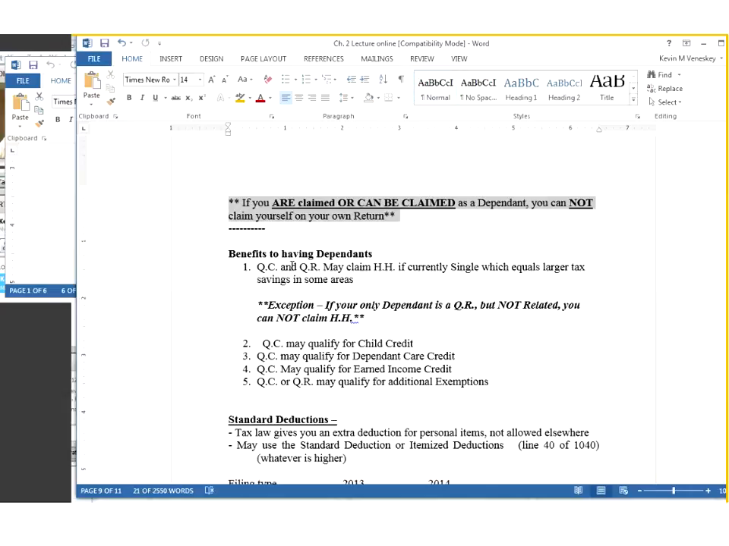Notice here, this is pretty important, I think. If you can be claimed, and the key here is can be claimed, then you cannot claim yourself on your 1040. So if you file a 1040, say as a college student and you're 21, but your parents still can claim you because they provide over half of your support, therefore you cannot claim yourself on your tax return, even if they decide not to claim you. That's the official tax rule. Now whether that happens or not, that's up to each individual, but the official ruling is if you can be claimed, then you can't claim yourself.